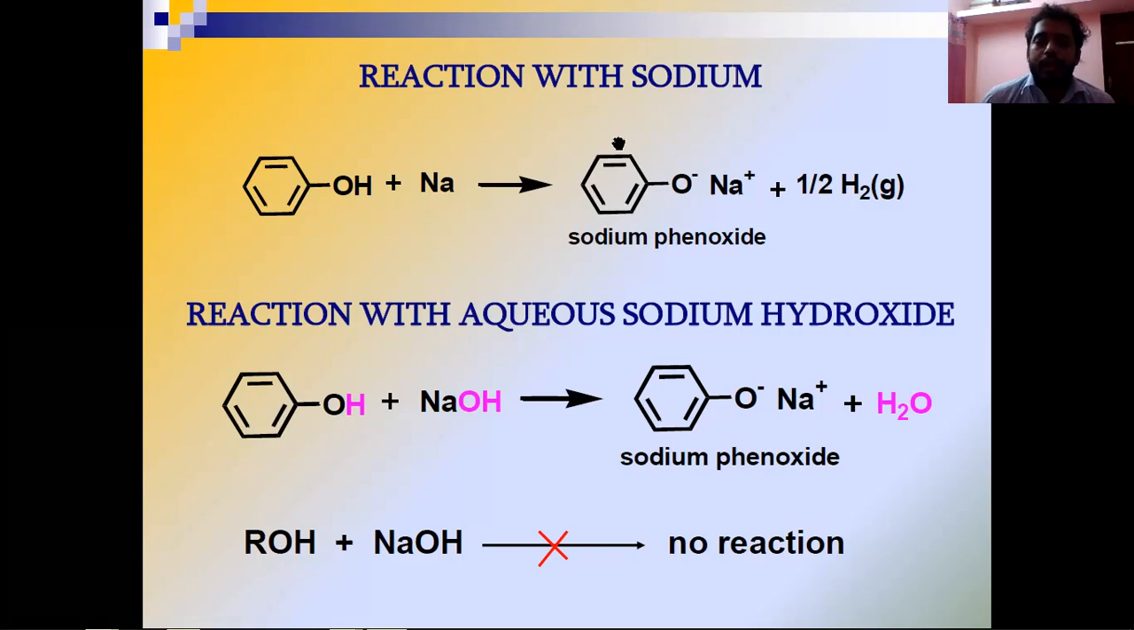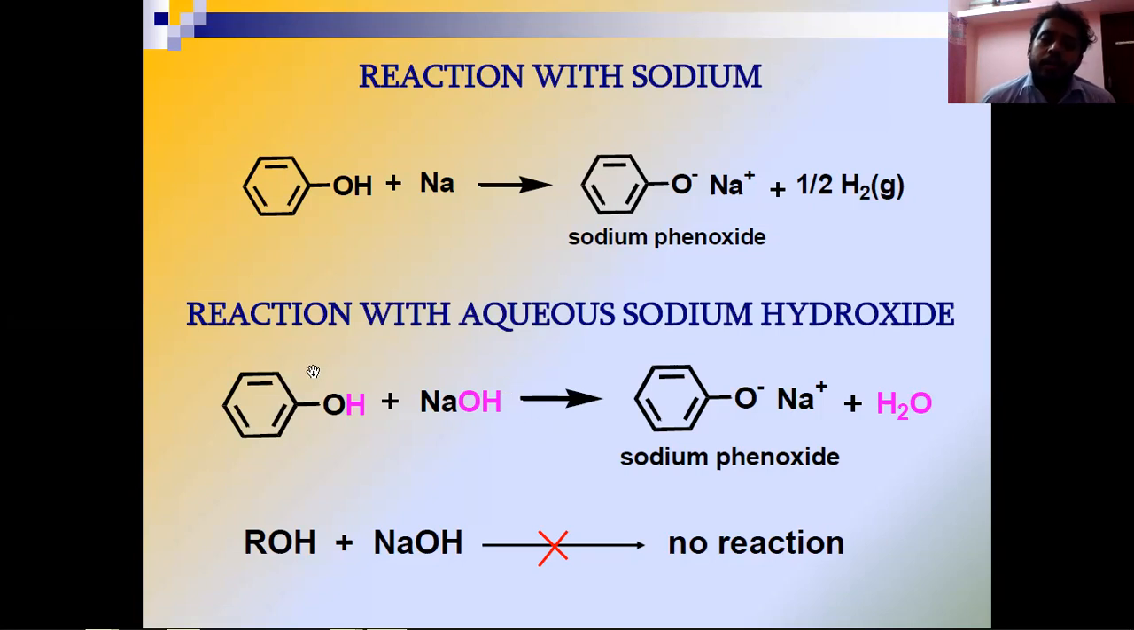Similarly, phenols also react with sodium to form the corresponding salt in the form of sodium phenoxide. Earlier, for aliphatic alcohols, it was alkoxide, but the O minus aromatic part of phenols is called phenoxide. So in this case, it is sodium phenoxide along with hydrogen gas.